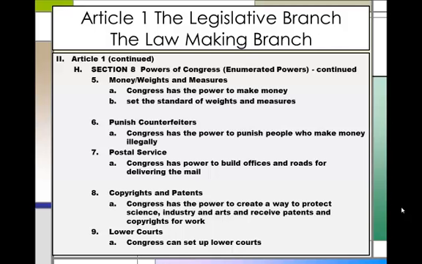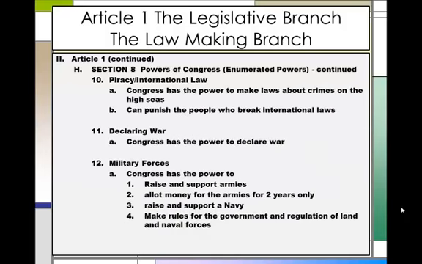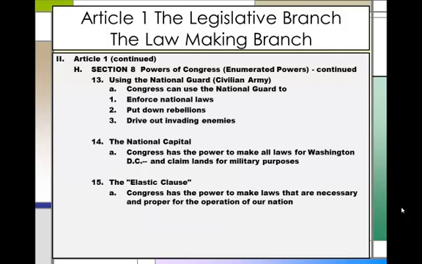Congress can punish counterfeiters. They are in charge of post offices, copyrights and patents for inventors so that they can have a period of time where they receive the sole profit from their inventions before it's opened up to the rest of the world to add their versions. And it's up to the Congress to set up the lower courts. One of the strongest powers Congress has is the power to declare war. Many people think that it's the president that has that power, but in reality that power belongs to Congress. And of course, they're responsible for raising and supporting our military forces. They're also in charge of using and creating the National Guard to put down rebellions or invading armies.